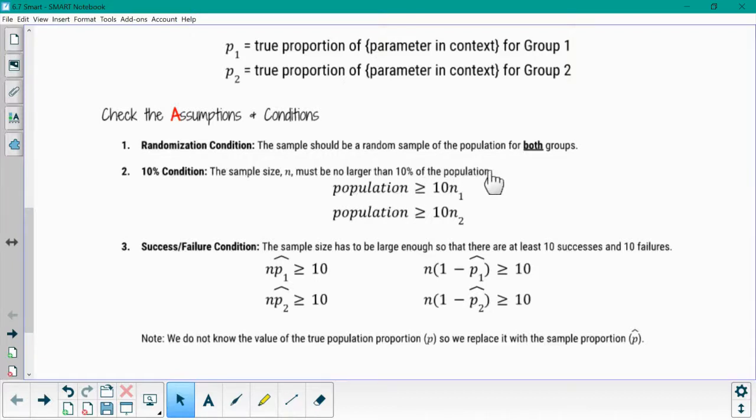10% condition, the sample size n must be no larger than 10% of the population. We are familiar with this. We're going to do it for both groups, n1 and n2. Success/failure condition, we just want to make sure that we have at least 10 successes and at least 10 failures. Again, we are doing this for both groups, and we are using our sample statistic p-hat in order to calculate this, just because we don't know what the true proportion is yet.